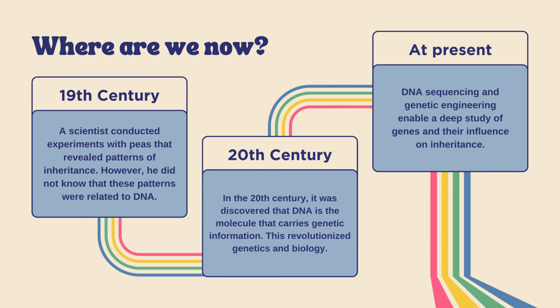Where are we now? 19th century. A scientist conducted experiments with peas that revealed patterns of inheritance. However, he did not know that these patterns were related to DNA. 20th century. In the 20th century, it was discovered that DNA is the molecule that carries genetic information. This revolutionized genetics and biology. At present, DNA sequencing and genetic engineering enable a deep study of genes and their influence on inheritance.